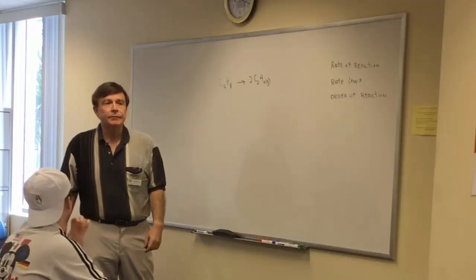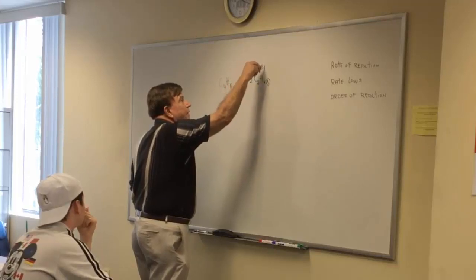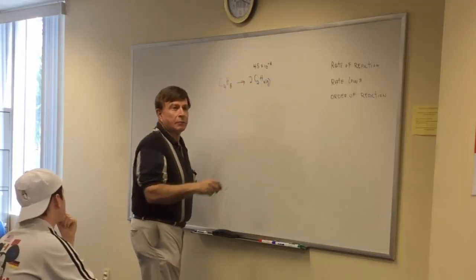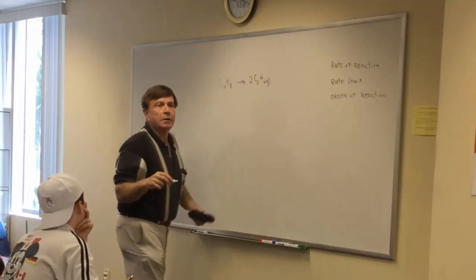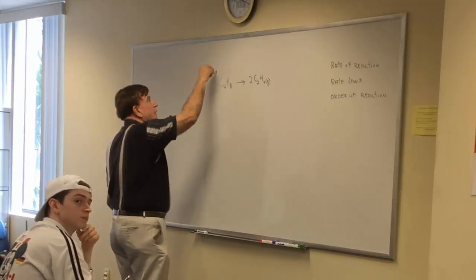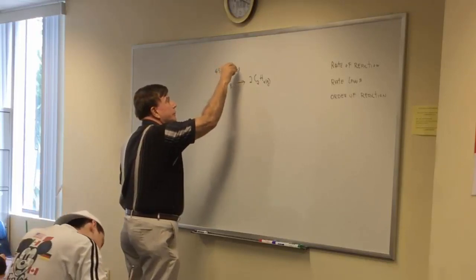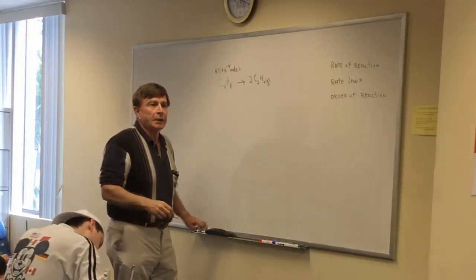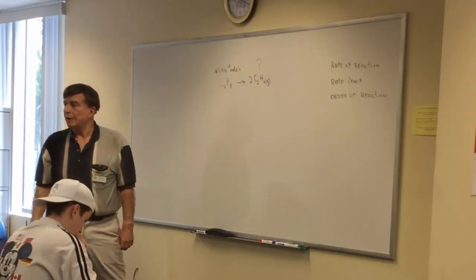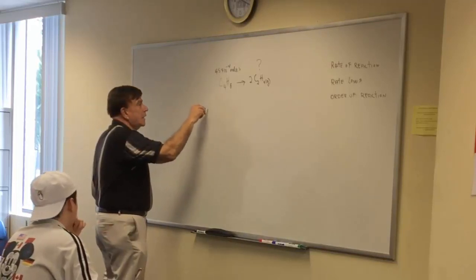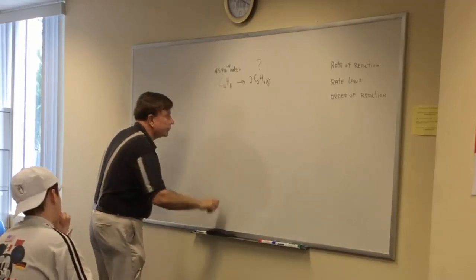So if you had 4.5 times 10 to the minus 4 moles, and they want to know how much of this is generated, you would set it up just like a mole problem. What do I have? I have 4.5 times 10 to the minus 4 moles. Let me write a little bit bigger so other people can see it.